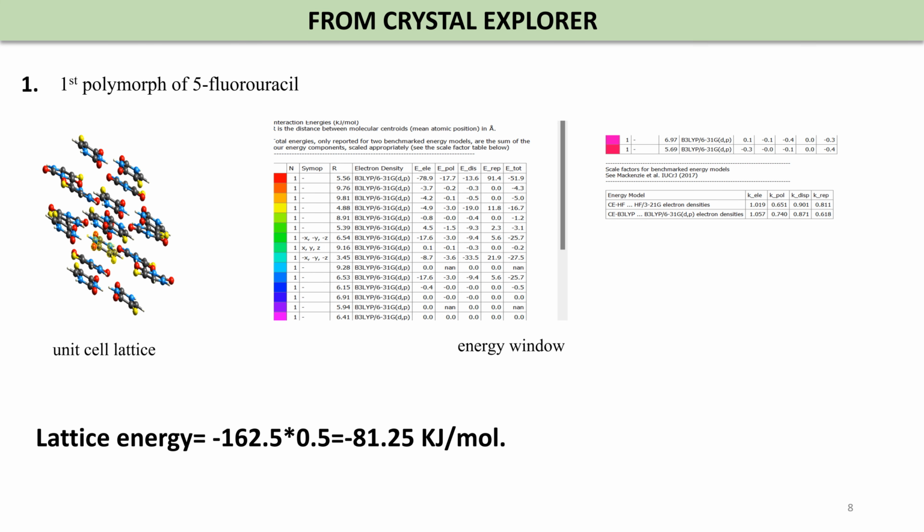So let us go to the next part, which is to be performed in CrystalExplorer. We are given the two polymorph CIF files of 5-fluorouracil. So we perform the calculation for the first CIF file of 5-fluorouracil. This is the unit cell lattice formed, and this is the energy window obtained after performing the calculation for the first CIF file. And the lattice energy calculated is minus 81.25 kilojoule per mole.